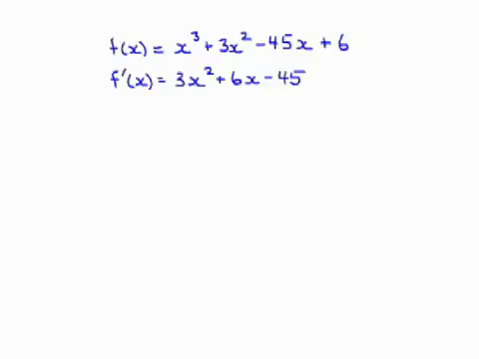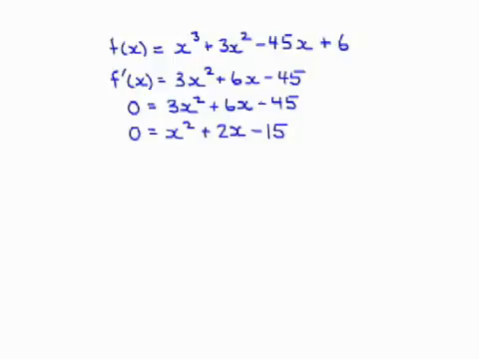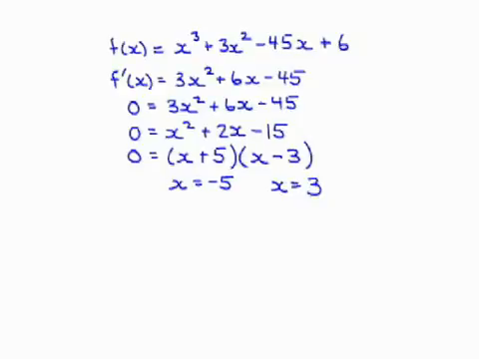However, we can set f prime of x equal to 0 and find values of x for which that derivative is equal to 0. So I've done that, so I end up with 0 equals 3x squared plus 6x minus 45. I notice that everything is divisible by 3, so I get 0 is equal to x squared plus 2x minus 15. This particular quadratic expression can be factored using inspection, so I end up with 0 is equal to x plus 5 times x minus 3. Therefore, x is going to equal negative 5, or x is going to equal positive 3.